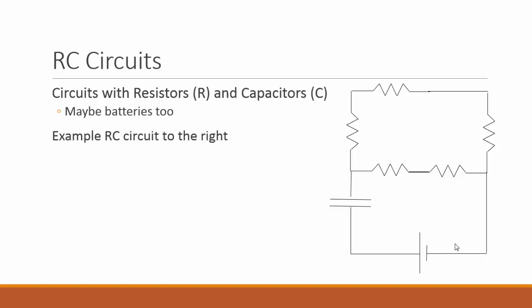but basically the only types of elements in the circuit are going to be resistors, capacitors, and potentially batteries. Note the light bulbs in many ways act as resistors, so sometimes they throw light bulbs in there too, but these are really the only circuit elements you'll have. So the circuit to the right is an example of an RC circuit.